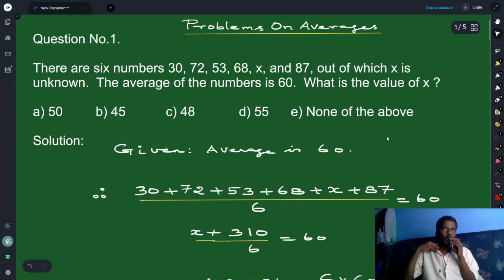Welcome back to quantitative aptitude class, and we are going to do problems on averages.